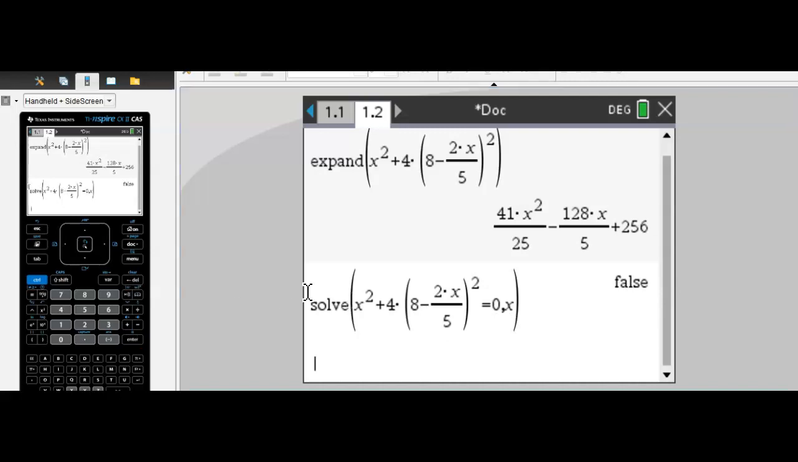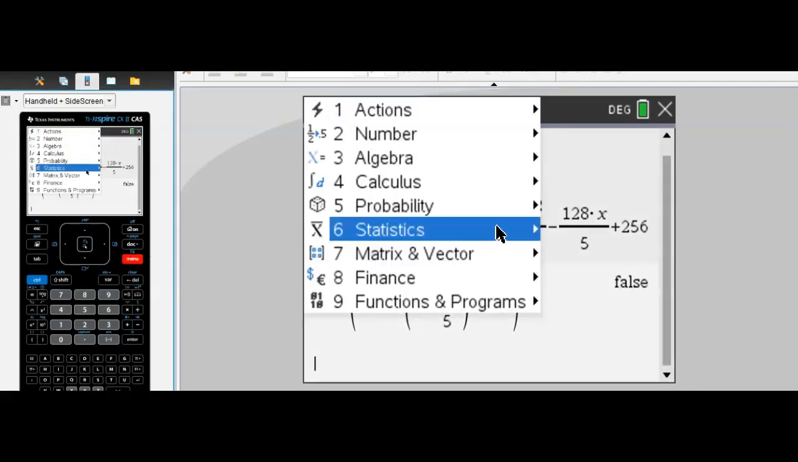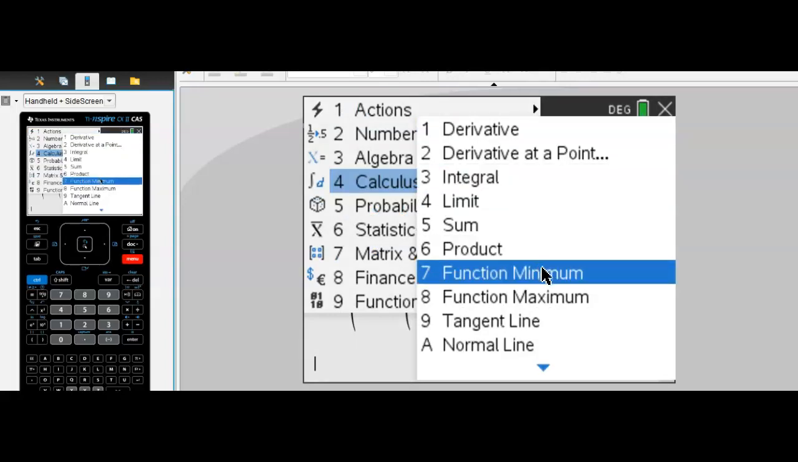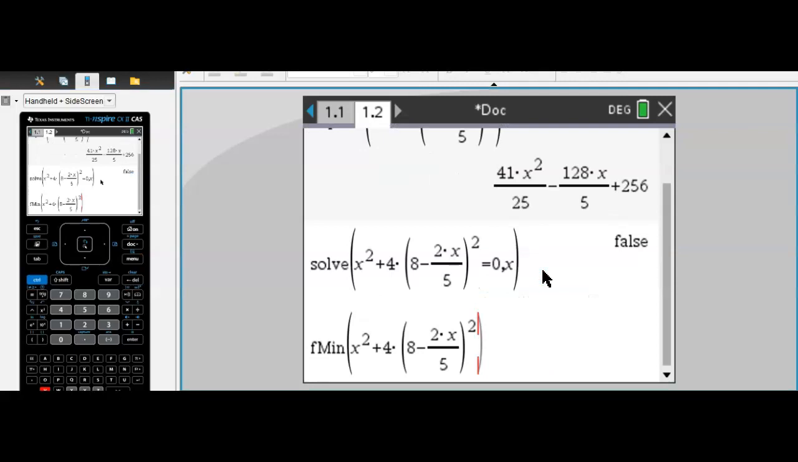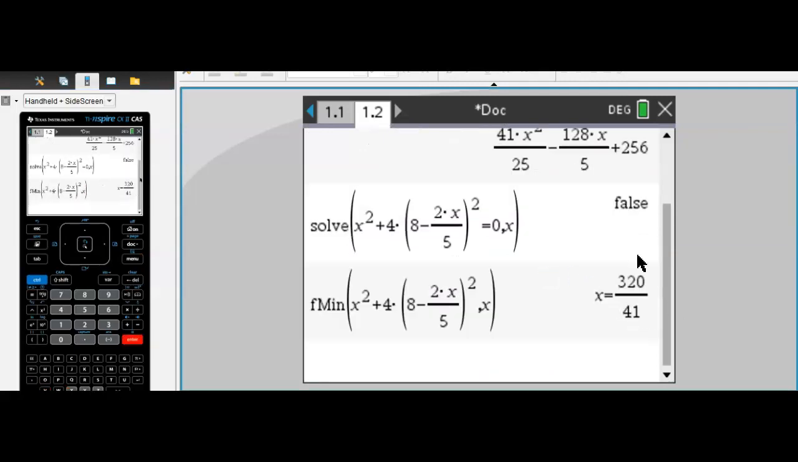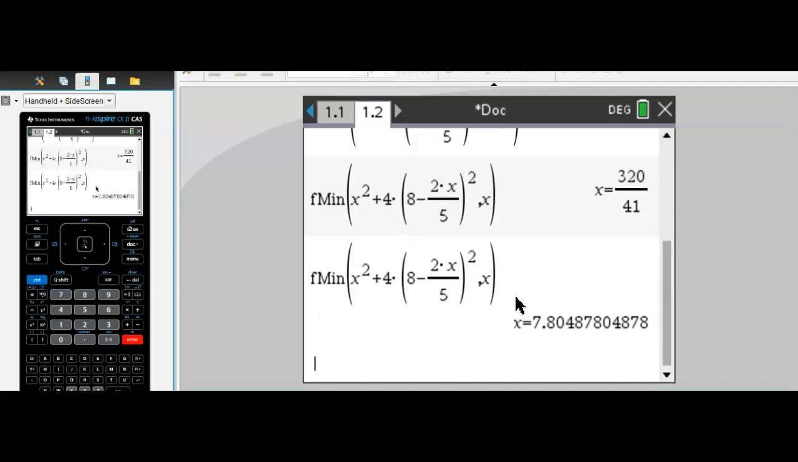We can also find out what the turning point is. This is a positive parabola, so it means you're going to have a minimum. So I'm going to Calculus, function minimum, type it in or paste it in, x. We're going to have a minimum when x equals 320 over 41. If you want that as a decimal, you can just go Control Enter and it'll put it in there for you. We've struggled with the graph because I changed the settings and we couldn't see it. But I know the turning point, which is a minimum, is when x equals 7.8.